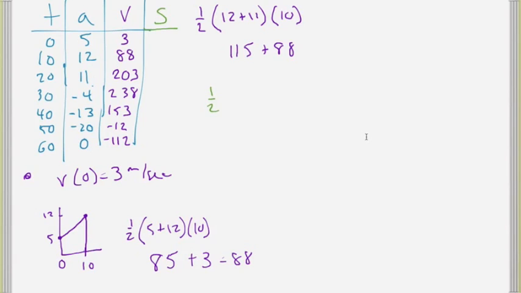So I would do 1/2 of 3 plus 88 over a 10-second interval. So 5. And I get 455. I don't need to add anything to that. Initial position is 0. After 10 seconds, we're at 455 meters. So yes, this thing is really traveling 455 meters in 10 seconds.